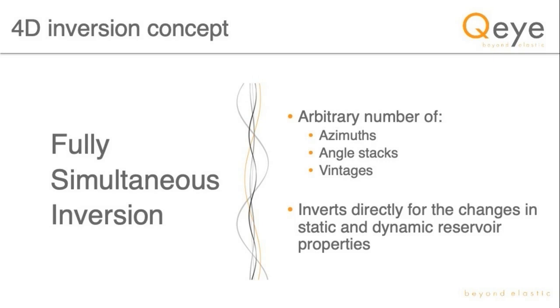And another critical part in all this is that we invert directly for changes in both the static and the dynamic reservoir properties. It's not just a simple subtraction of elastic properties, for example, from one vintage to the next vintage.